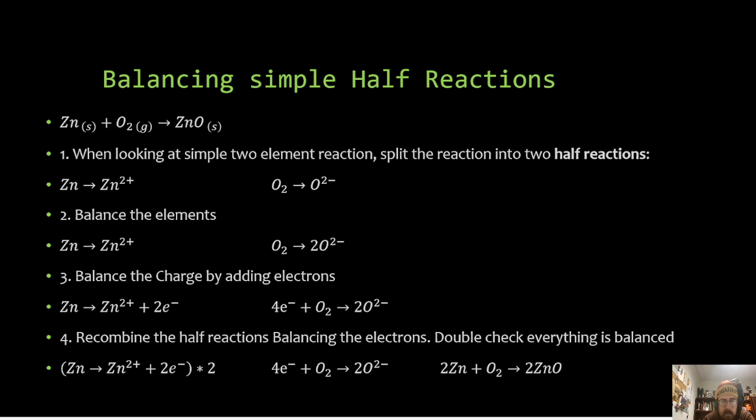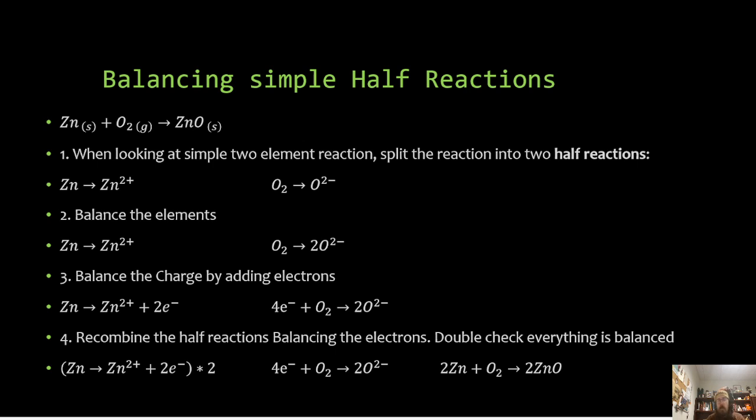Then we're going to balance the charge. Remember, you can only add negative electrons. So because zinc is 0, we have to add 2 electrons to the right. We cannot add positives to the left, so we add 2 electrons to the right. So 2+ and 2- adds up to 0.